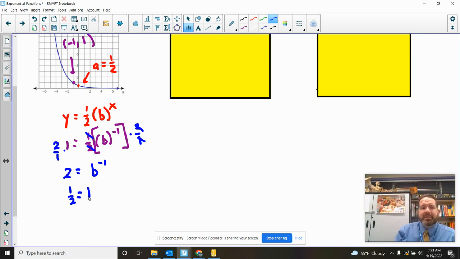Now for the b, when you take care of the negative exponent, we already took care of that by flipping the 1/2. It now becomes b to the positive first. So again, I want to recap what we did. Since b upside down is 2, then b right side up is 1 over 2. That's how that works. So to finish it up then, I've got y equals 1/2 times 1/2 to the x power. The a and the b ended up being the same thing this time.